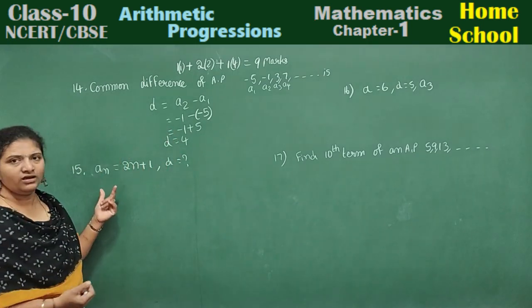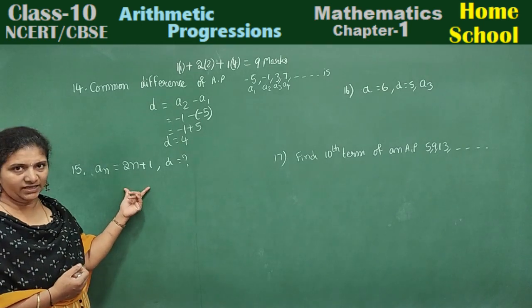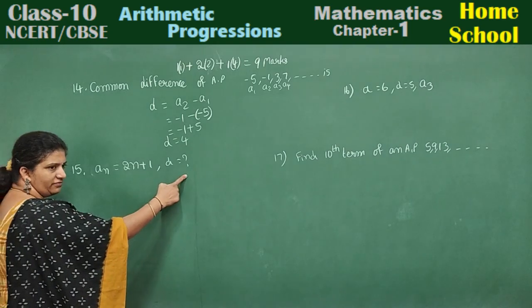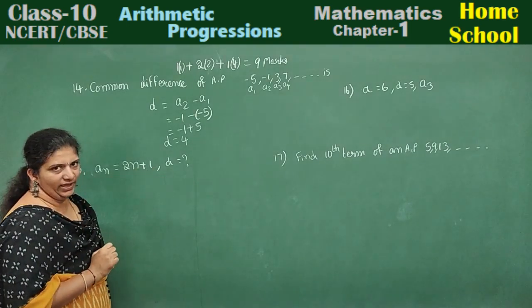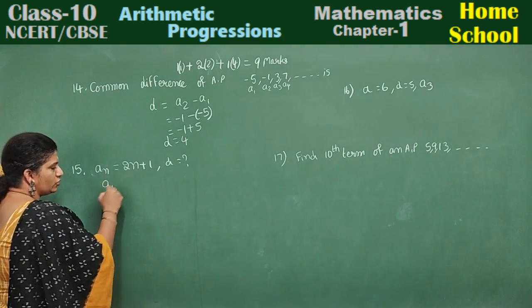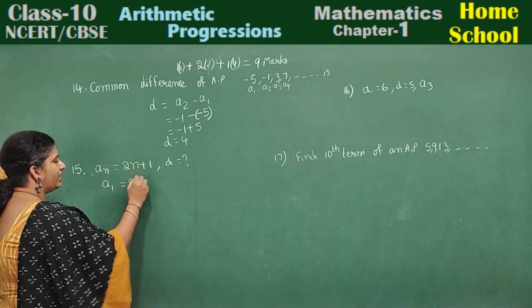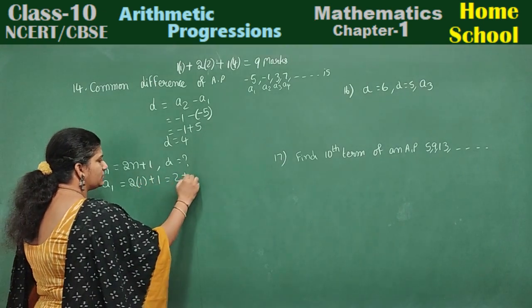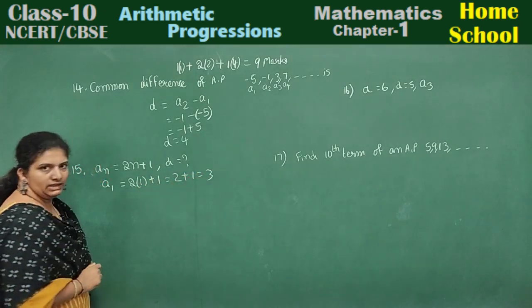So next one, the nth term value is given. Find the common difference. In order to find the common difference, we need A2 and A1. First, let me find A1. In the n place, substitute 1. Wherever you have n, substitute 1. 2 1s are 2, plus 1. 2 plus 1 will be 3.